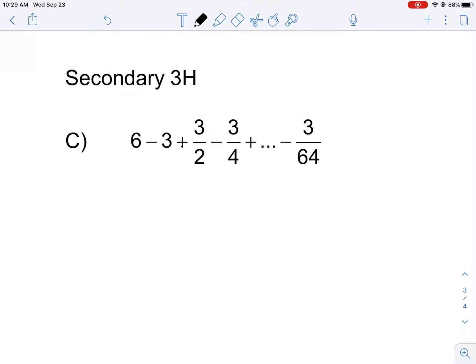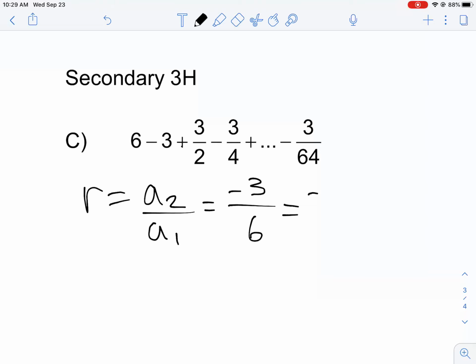But what we can do here is that for your common ratio, you can always find it by taking your second term and dividing it by your first term. So your second term, which is negative 3, divided by your first term, and then simplify that fraction. So your r is negative 1/2. That's why it's alternating between negative and positive. When you multiply by a negative, positive times a negative is negative, negative times a positive is positive, and that's where that alternating is coming from.